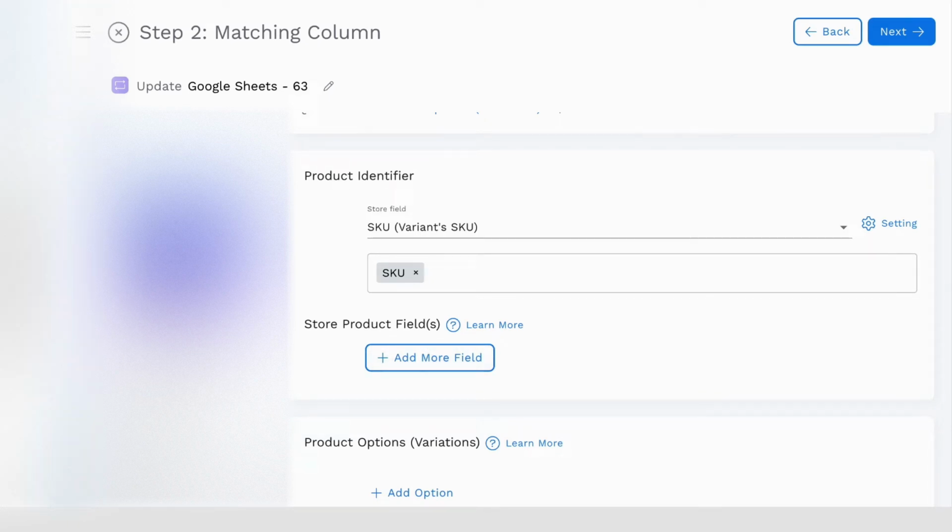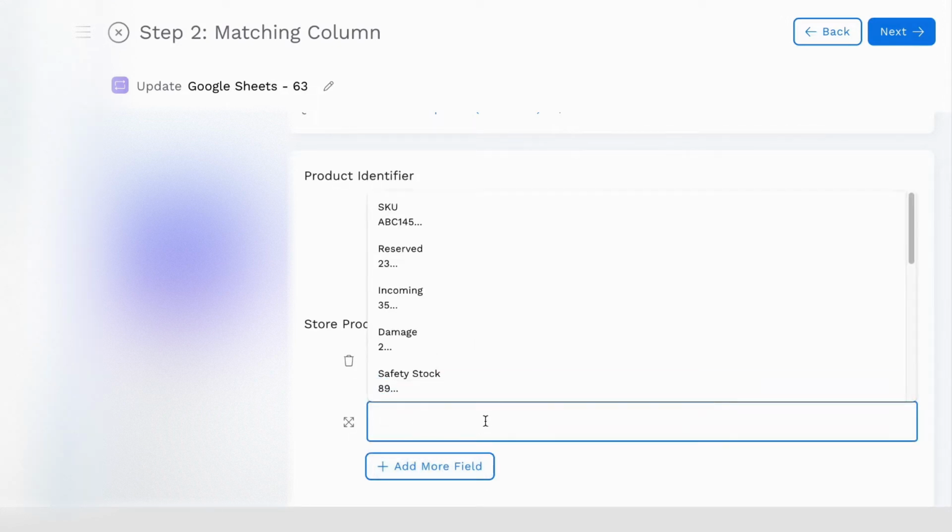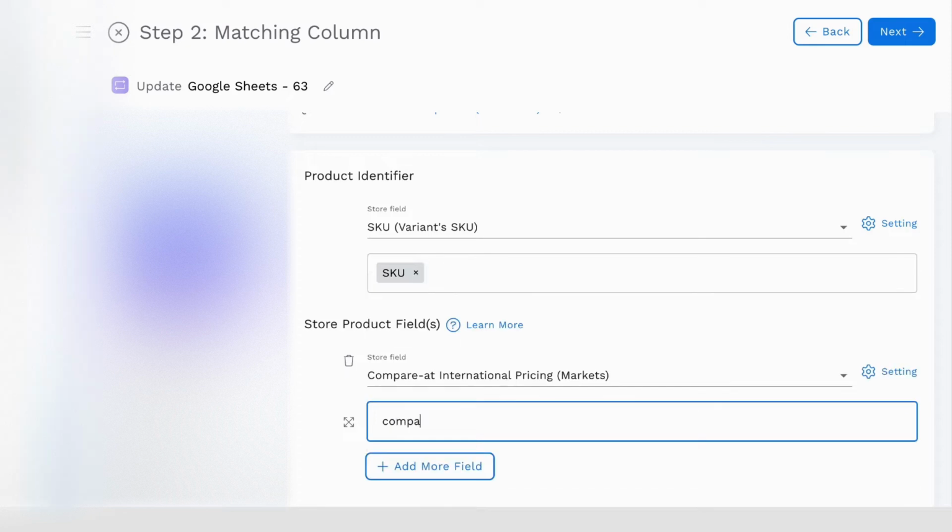You can update Compare at International Price Market to products with the matching column. On the matching column of the feed, find or select Compare at International Price Market from the Store Product fields. Enter the column name or index for mapping. Before selecting the Compare at International Price, please ensure to map the international pricing market.